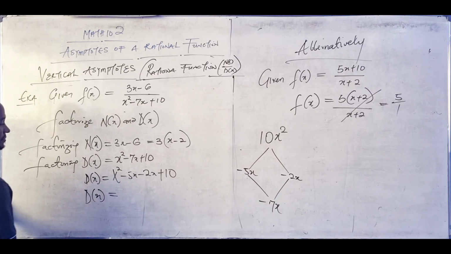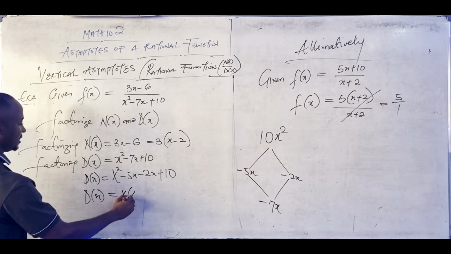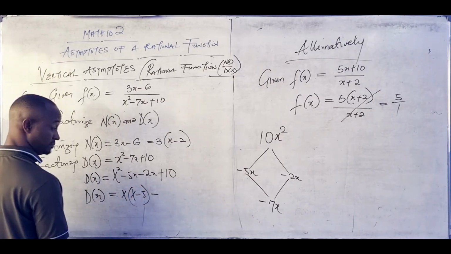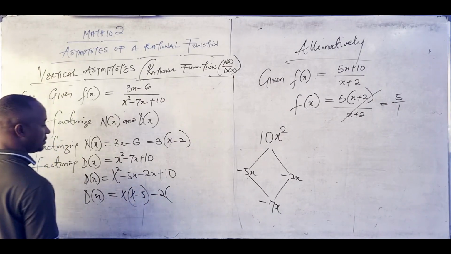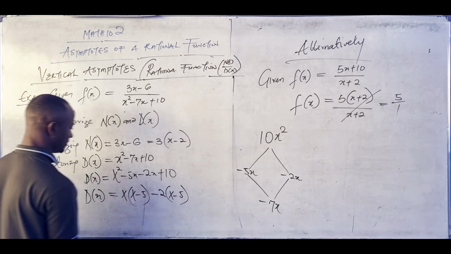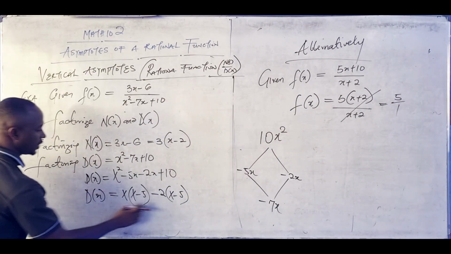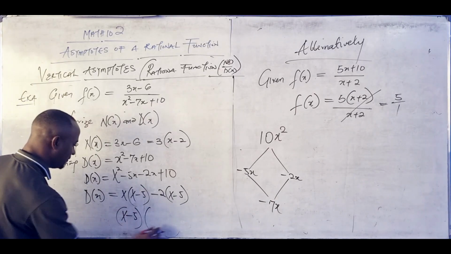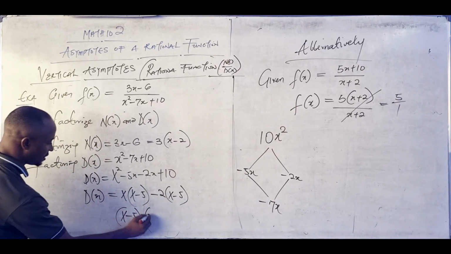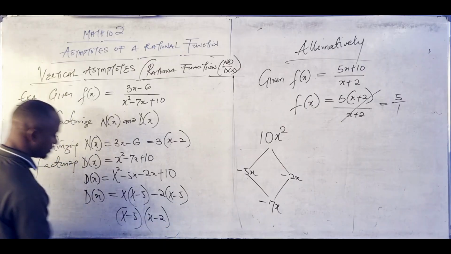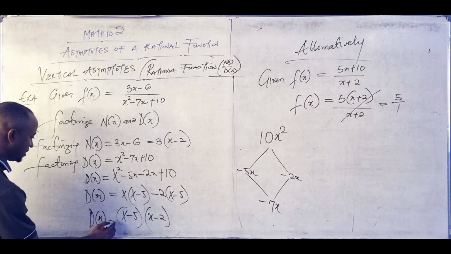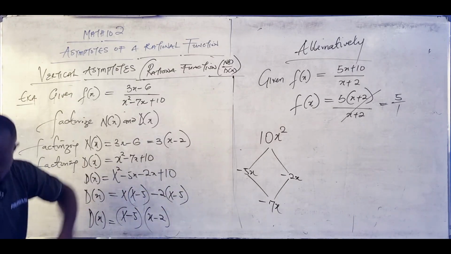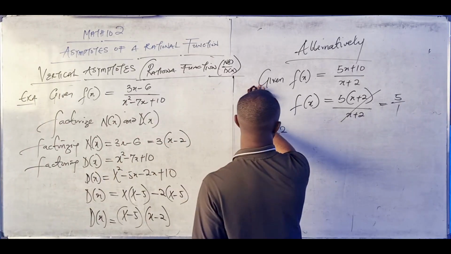So our D of x becomes what? What's common here? Thank you, x. So x times x minus 5. What's common again? Minus 2 is common. What will remain here? x minus 5. What are the common terms here? x minus 5. If x minus 5 is common, here becomes what? x minus 2. Good. So my D of x is equal to this. What do you notice? Let's see how we can solve this.